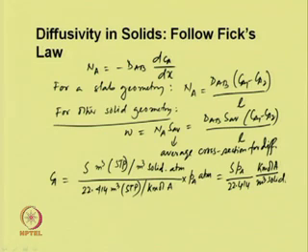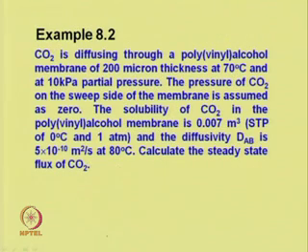Now, let us take an example. The CO2 is diffusing through a polyvinyl alcohol membrane of 200 micron thickness at 70 degree centigrade and at 10 kilopascal partial pressure. The pressure of CO2 on the sweep side of the membrane is assumed as 0. The solubility of CO2 in the polyvinyl alcohol is given, and the diffusivity of DAB is also given at the temperature. Calculate the steady state flux.